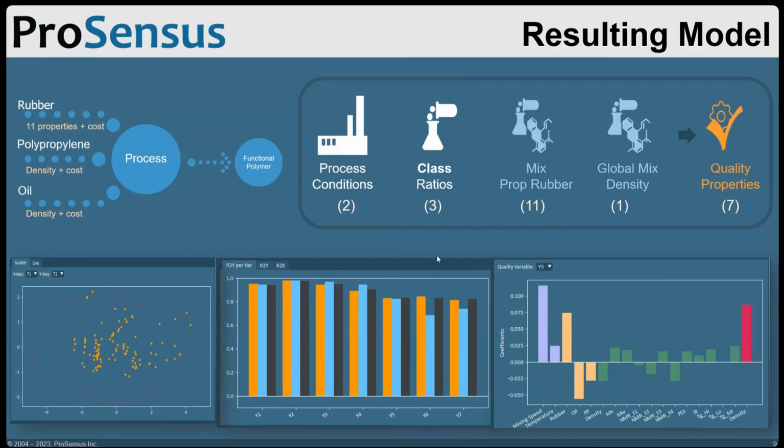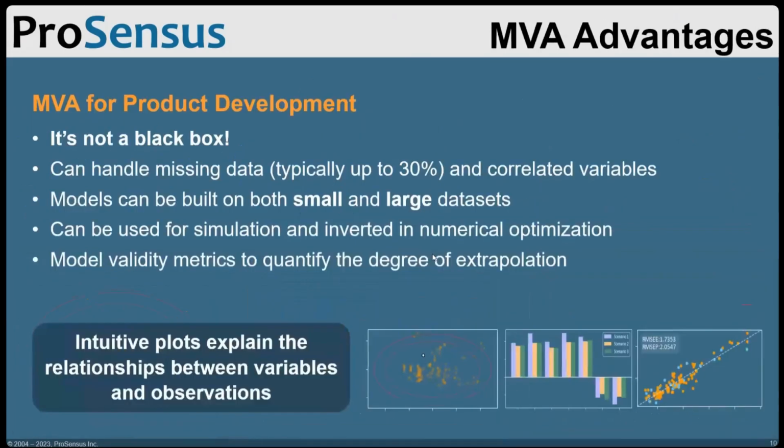Sorry, that's not what's in this next slide here. So just briefly, MVA advantages and why we use MVA for product development. By MVA, I mean multivariate analysis and PLS modeling. One of the big ones is, of course, it's not a black box. There are a lot of intuitive plots to understand the correlations that are being fit.